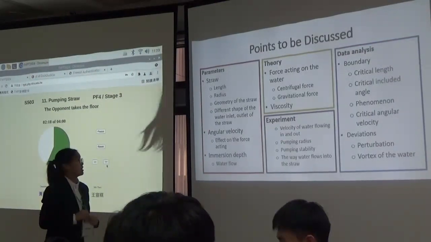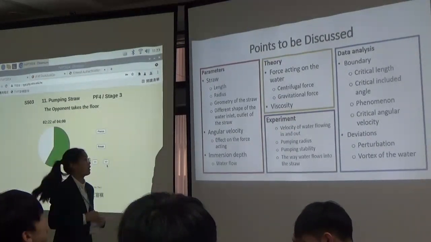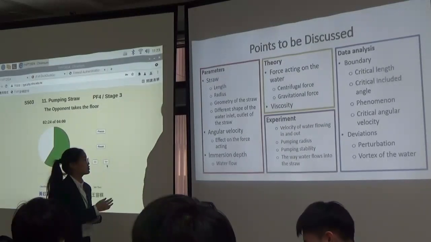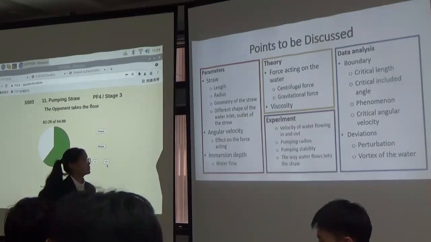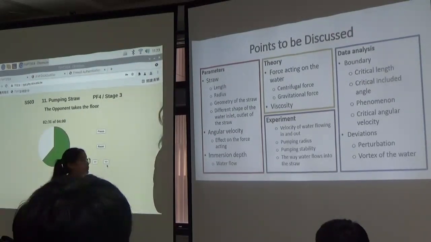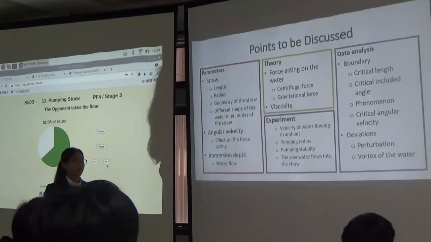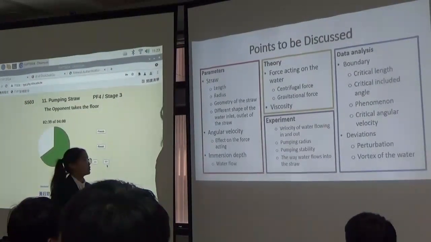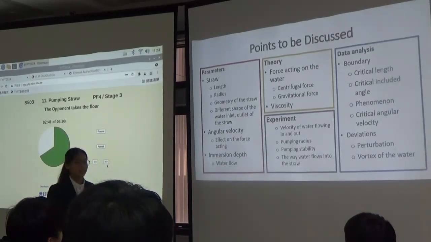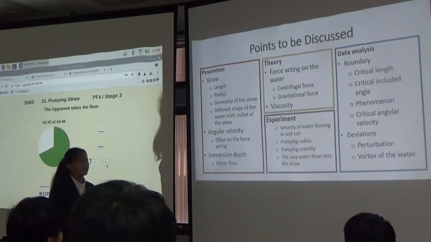For the points to be discussed, we have four different parts. The first part is the parameters. We will discuss the parameters about the straws, which are the length of the straws, to see if it will affect the phenomenon or will have a boundary condition, the radius of the straw to see how it will affect the phenomenon and also the boundary condition, and the geometry of the straw, and also the different shapes of the water inlet or outlet of the straw.